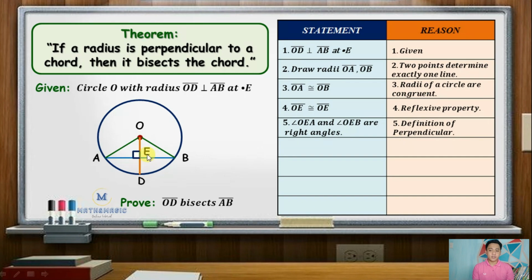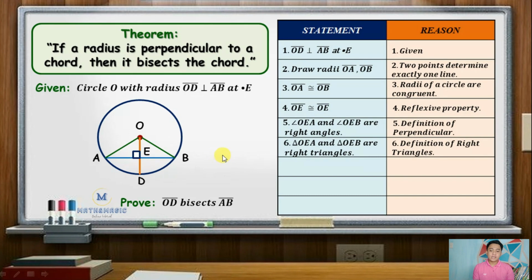With this information, we can now say that triangle OEA is congruent to triangle OEB. Both of them are right triangles. For the reason, it is by definition of right triangles. A right triangle has an angle whose measure is 90 degrees. Now recall that there are two triangle similarity theorems applicable for a right triangle. Those are LL or leg-leg similarity theorem and HyL or hypotenuse-leg similarity theorem.